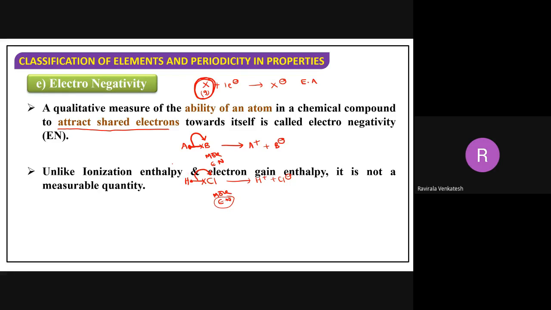Now, unlike ionization enthalpy and electron gain enthalpy, it is not a measurable quantity. I told you, it's a phenomenon, not a quantity. There will be no values for this one, only the phenomenon. It's a tendency. For ionization enthalpy and electron gain enthalpy, we have values, kilojoules per mole, like that we measure. But here there is nothing to measure, because it's a tendency, a phenomenon.